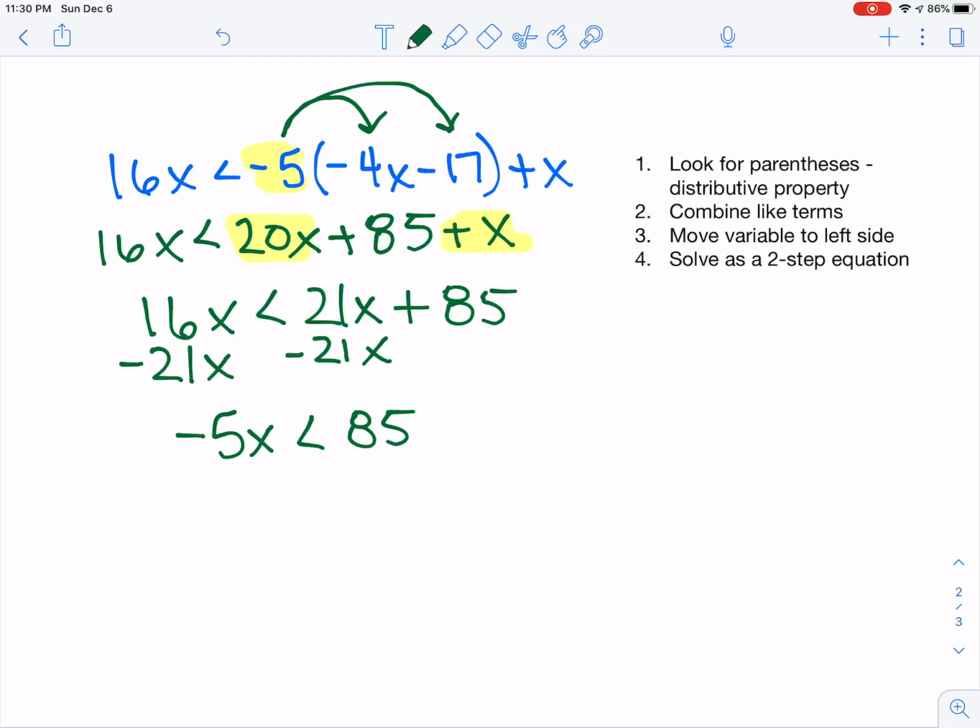So when I'm solving as a two-step equation, I actually only have a one-step equation now. And that one step that we have to get rid of is this negative 5. And we're going to divide because that negative 5 is being multiplied by x. Again, when we multiply or divide by a negative, our symbol has to change direction. So this less than, boom, becomes a greater than. And 85 divided by negative 5 is going to give me negative 17.